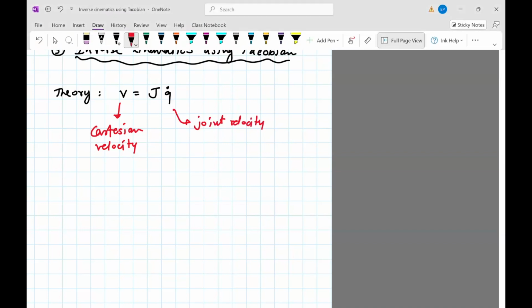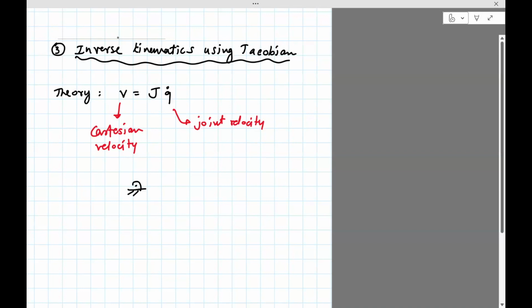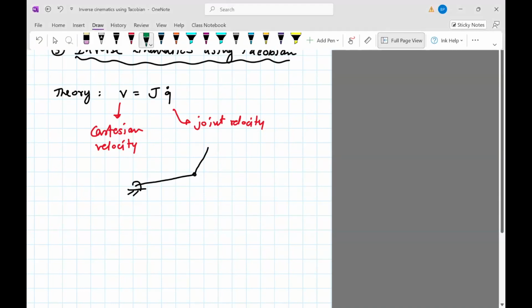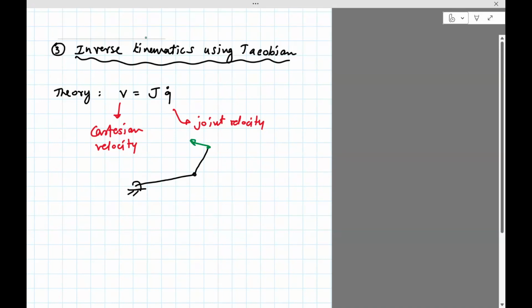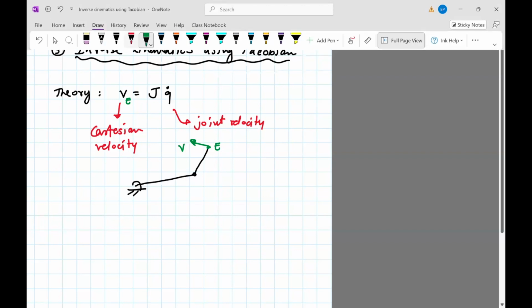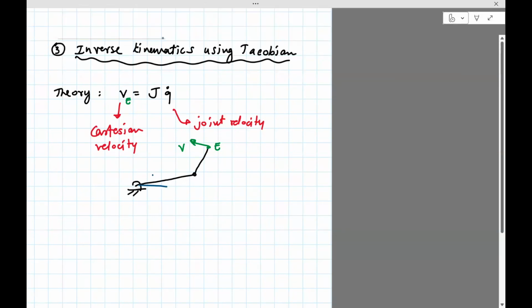So in particular, if I give you the example of a two-link pendulum, that's the velocity of the end effector. Let's call that E, like VE. And then q dot is going to consist of two things. One is the rate at which this moves, theta 1 dot, and the rate at which this moves, theta 2 dot. So q dot is theta 1 dot, theta 2 dot.